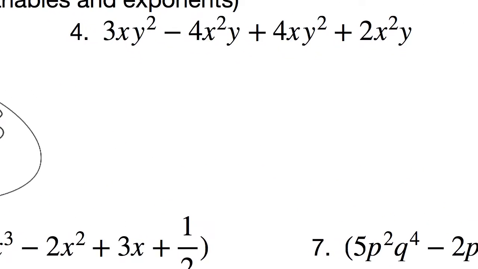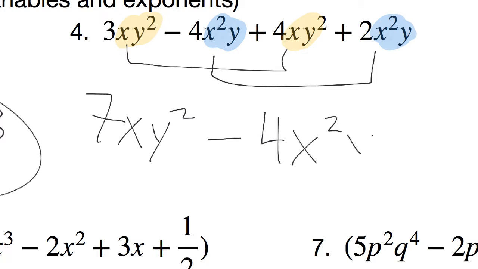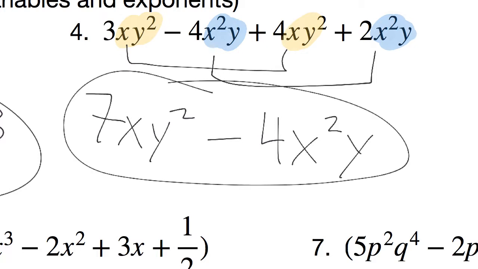Here, the xy squared terms combine to get 7xy squared. A different term would be negative 4. These are like terms. So 4x squared y. Remember, like terms have to have the same variables and exponents.